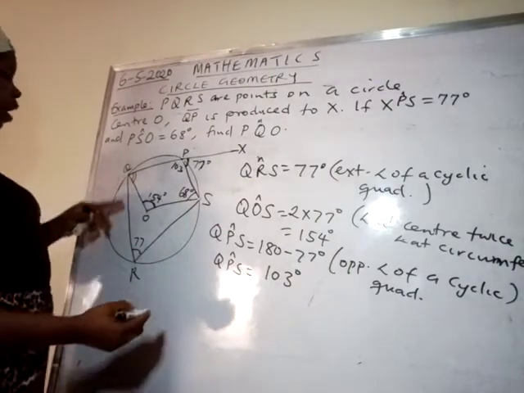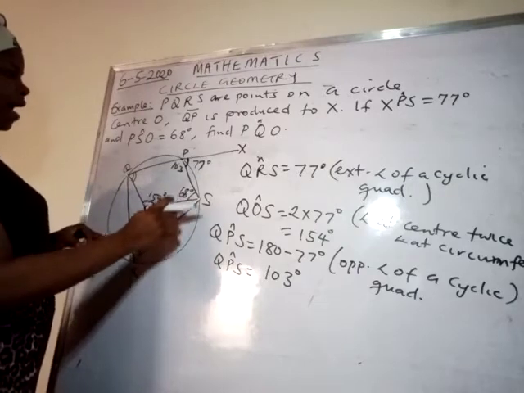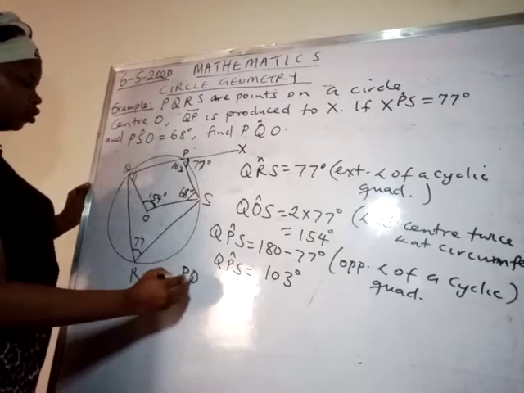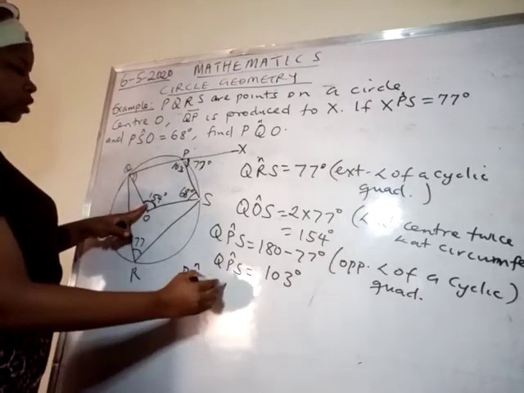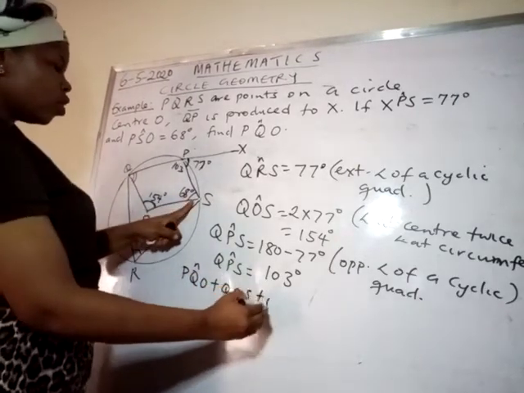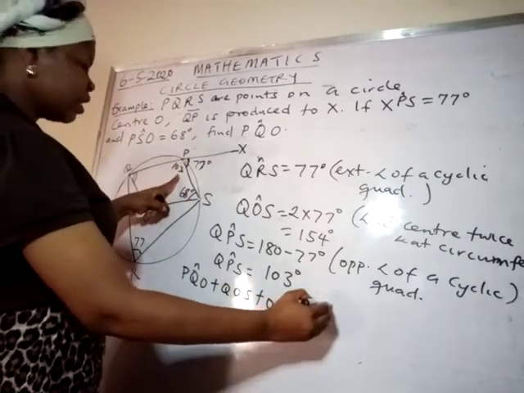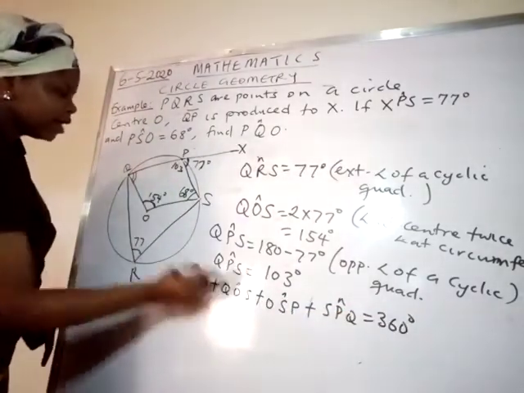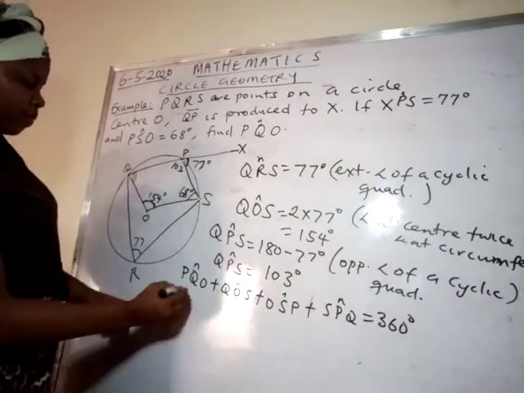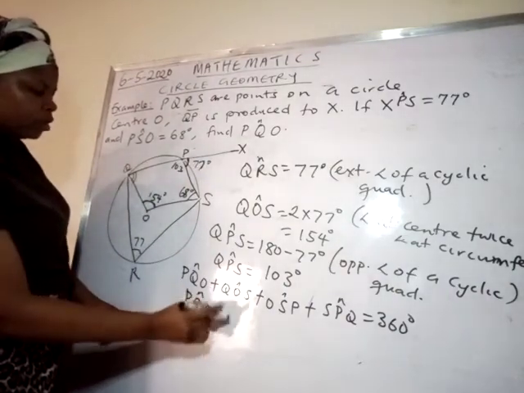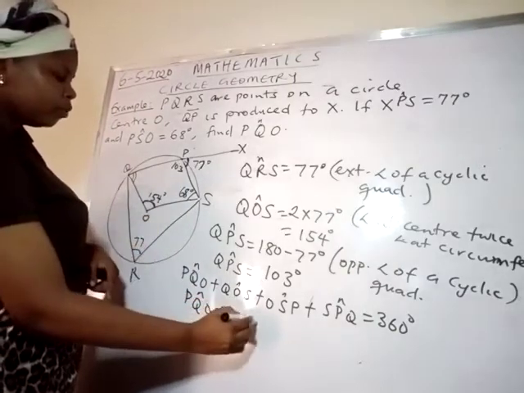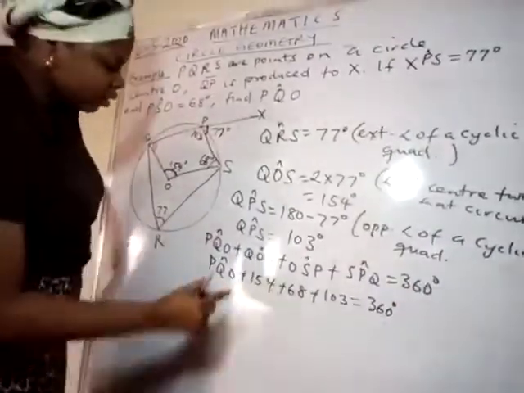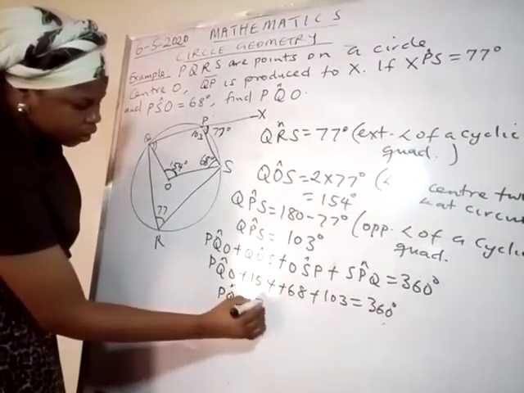So I can say that the angle here, I'll just add up all the angles. So I have this, this, and this. What I'm looking for, which is PQO, plus the angle here, which is QOS, plus the angle here, which is OSP, plus the angle here, which is SPQ, equals 360 degrees. You can see I'm adding all the angles together. This plus this plus this plus this. So now my PQO, now this is: 154 plus 68 plus 103 equals 360 degrees. So adding up, my PQO is going to be 360 degrees minus the sum.